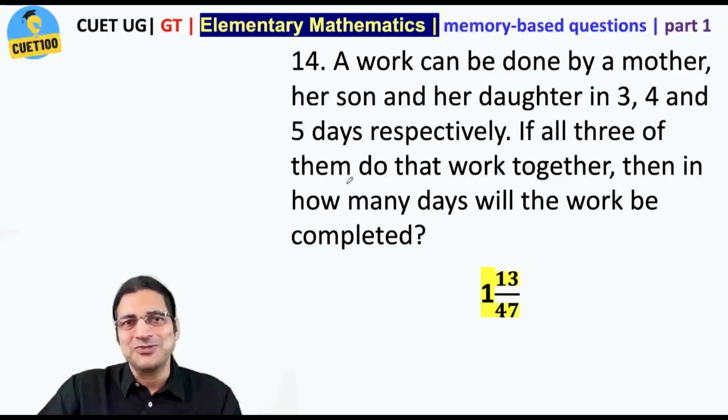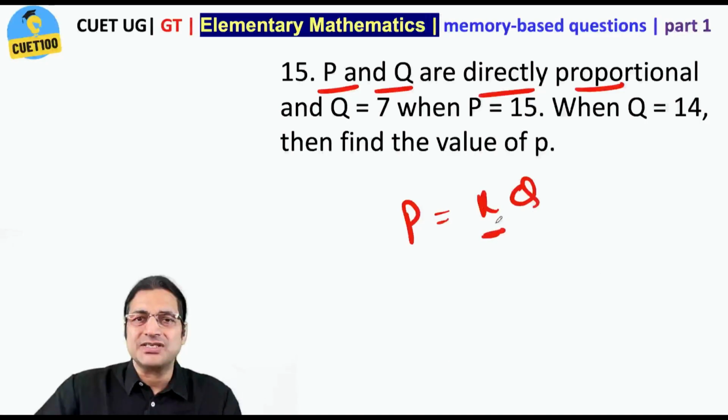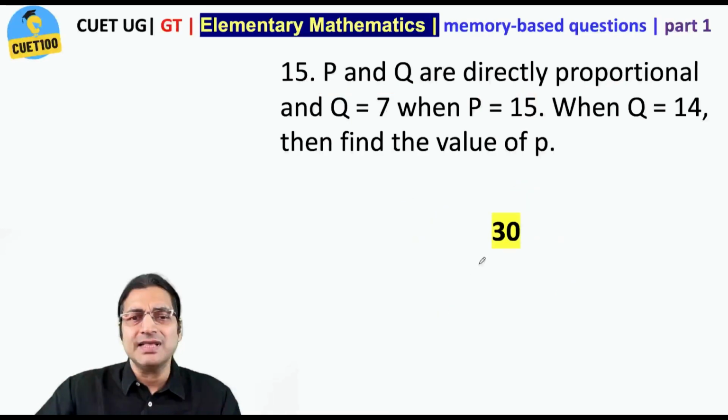All right, so let's move to the next one. P and Q are directly proportional. That is P equal to KQ, where K is a constant. When Q is 7, P is 15. When Q is 14, P would be 30, 2 times, because when Q is doubled, P will also get doubled. Isn't that? We do not even need to calculate.